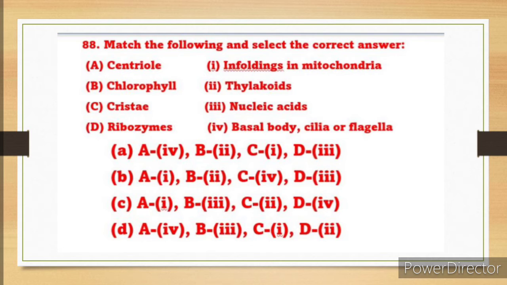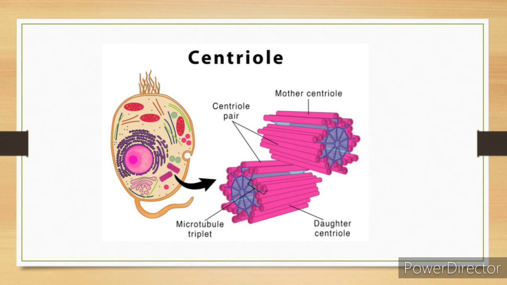Match the following and select the correct answer. Centriole. Centrosome is an organelle usually containing two cylindrical structures called centrioles. These centrioles are called the cell center. They help in the formation of basal bodies, which give rise to the cilia and flagella. These cilia and flagella are the motility organelles. So centriole matches to 4, basal bodies, cilia or flagella.